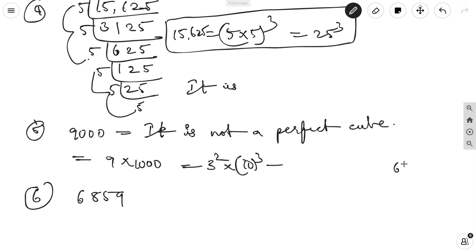Sixth one, 6,859. So make into prime factorization. For numbers ending in 3 and 7, only the ones digits will matter. 9 means 9 will come. 9 sevens are 63, 9 sixes are 54. It is not divisible.